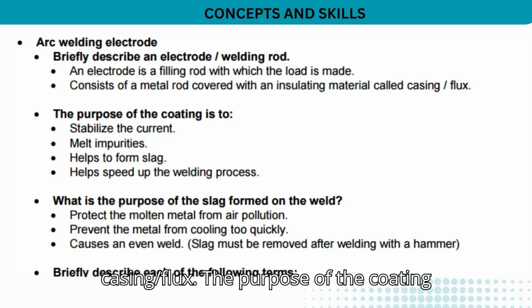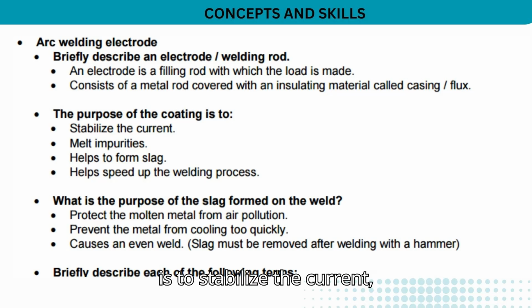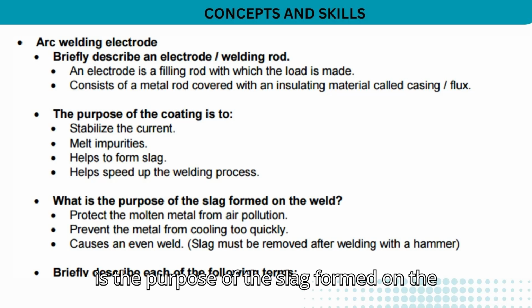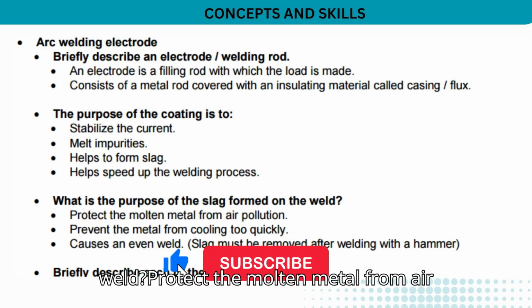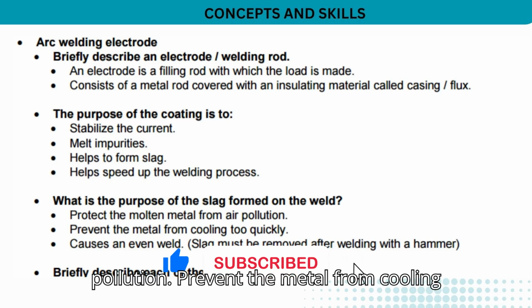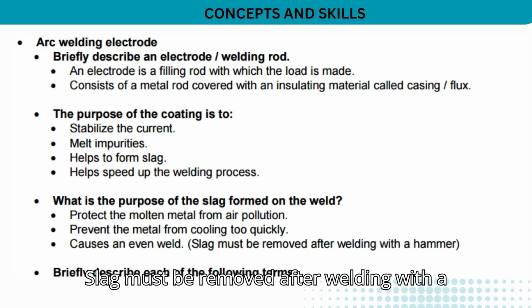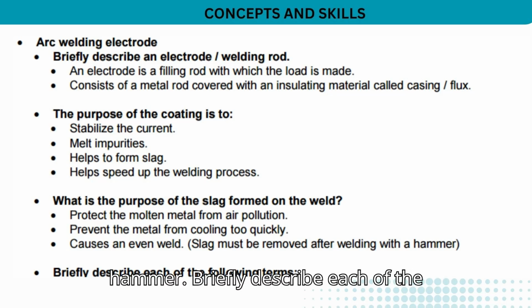The purpose of the coating is to stabilize the current, melt impurities, help to form slag, and help speed up the welding process. What is the purpose of the slag formed on the weld? Protect the molten metal from air pollution. Prevent the metal from cooling too quickly. Causes an even weld. Slag must be removed after welding with a hammer.